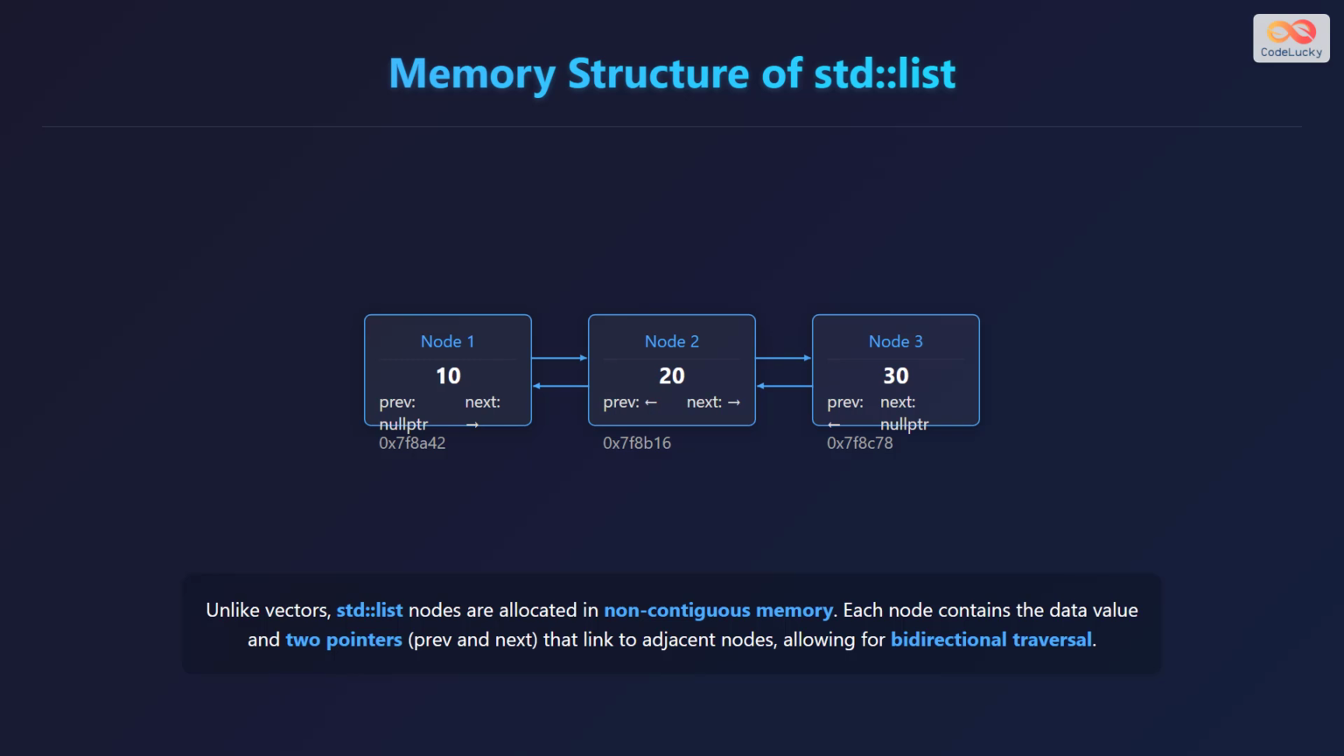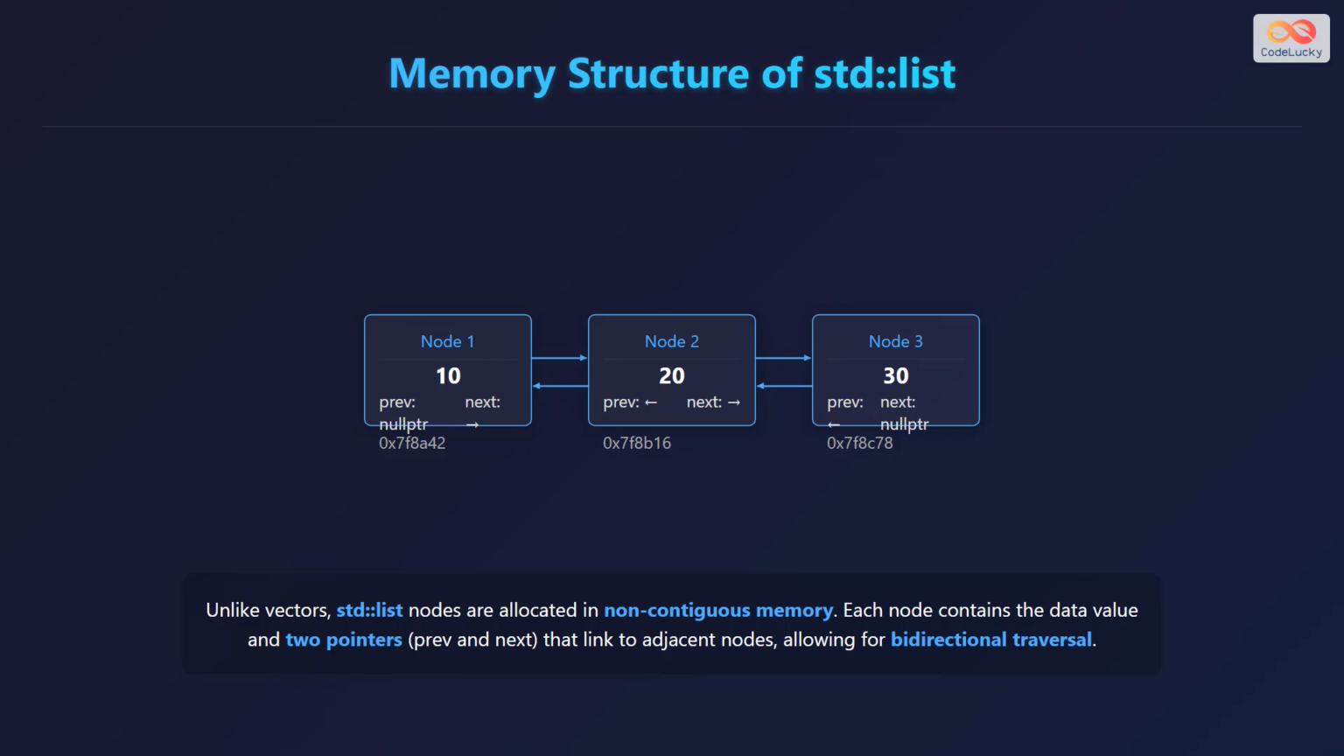Instead, each element is stored in a separate node that is linked to the next and previous nodes in the list. Each node contains the data value and 2 pointers, previous and next, that link to adjacent nodes, allowing for bidirectional traversal. As you can see in the diagram, each node contains data and pointers to the previous and next nodes.